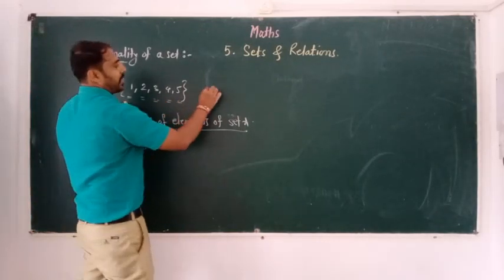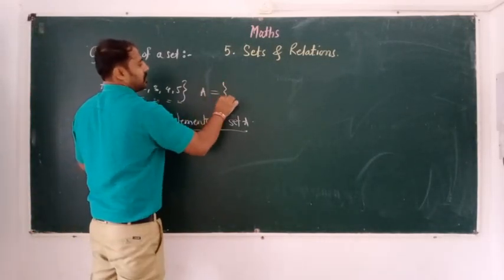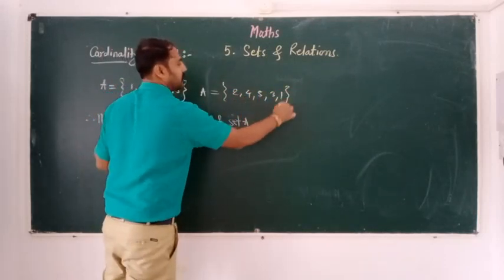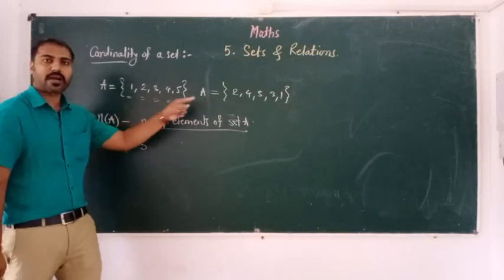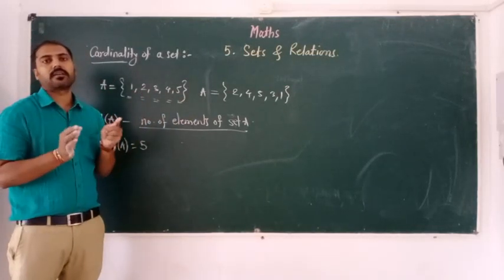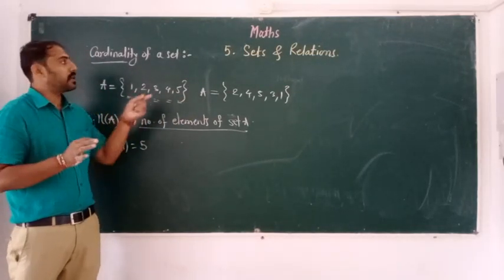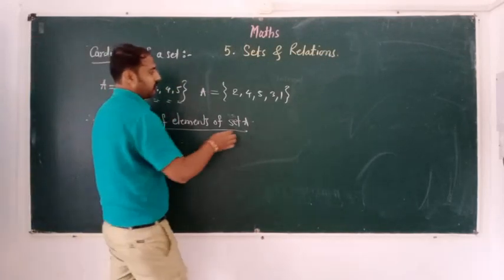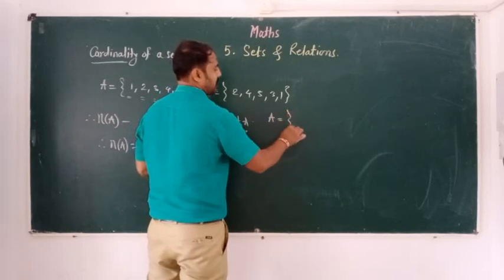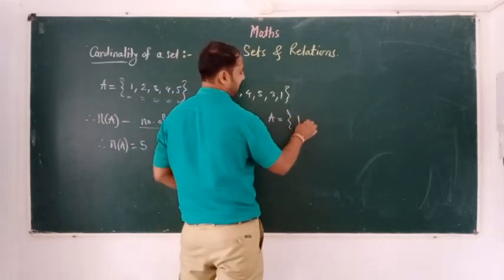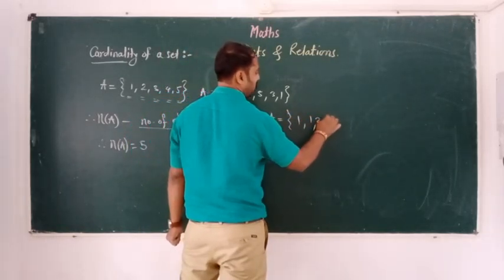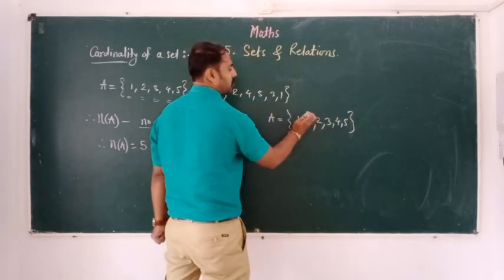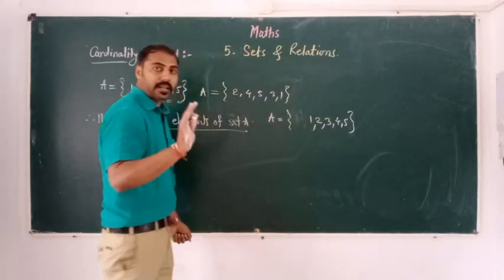If I can write A as 2, 4, 5, 3, 1, then these two are the same. Order is immaterial in a set. And the second point is, if any element is repeated, for example, I can write this as 1, 1, 2, 3, 4, 5. Here 1 is repeated twice.